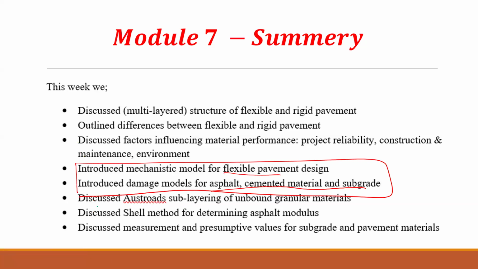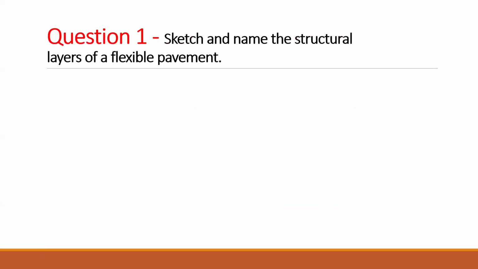But we will cover one question from this sublayering today, and the Shell method determining asphalt modulus. This also we are going to do one question here. Discuss measurements and presumptive values for subgrade and pavement materials. This part you have done in the lecture. Okay, so mainly we do some theory questions, and also we are going to do 2 numerical questions. One is on sublayering of unbound granular materials, and the other one is on the Shell method to find the modulus of asphalt. Okay, so let's start with the first question.